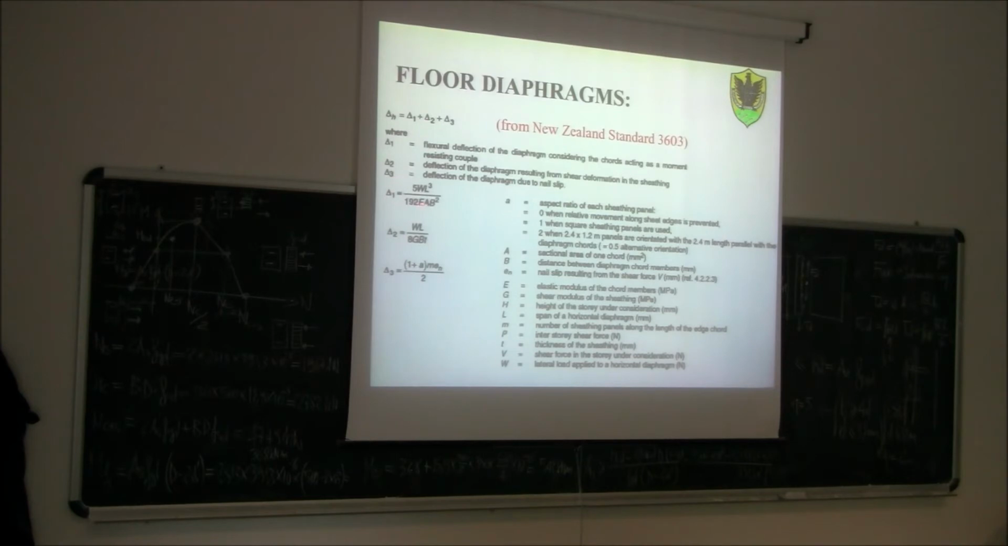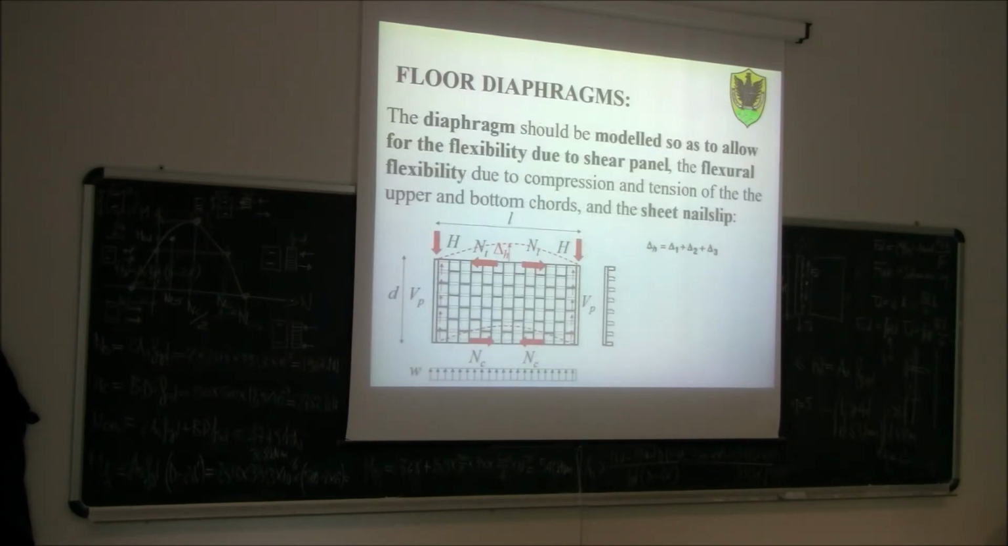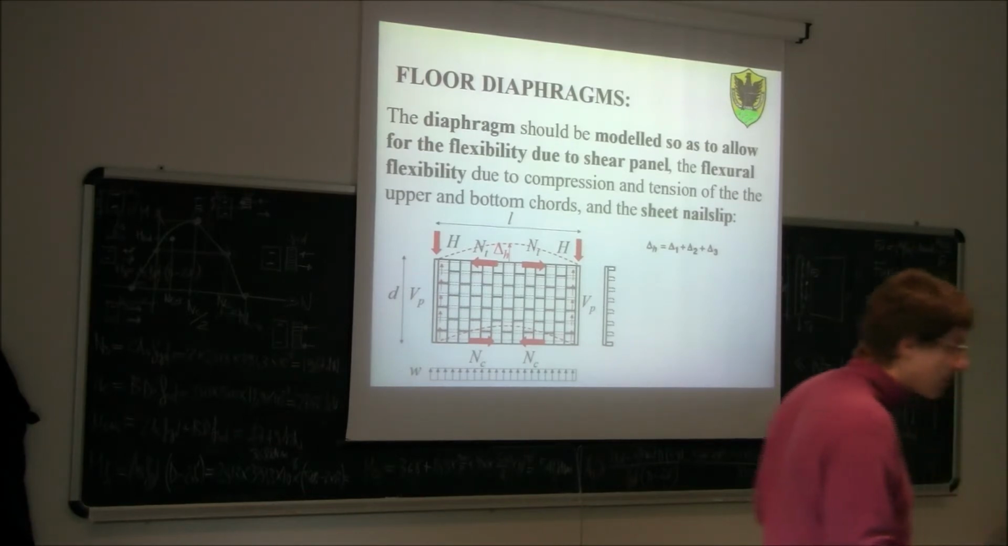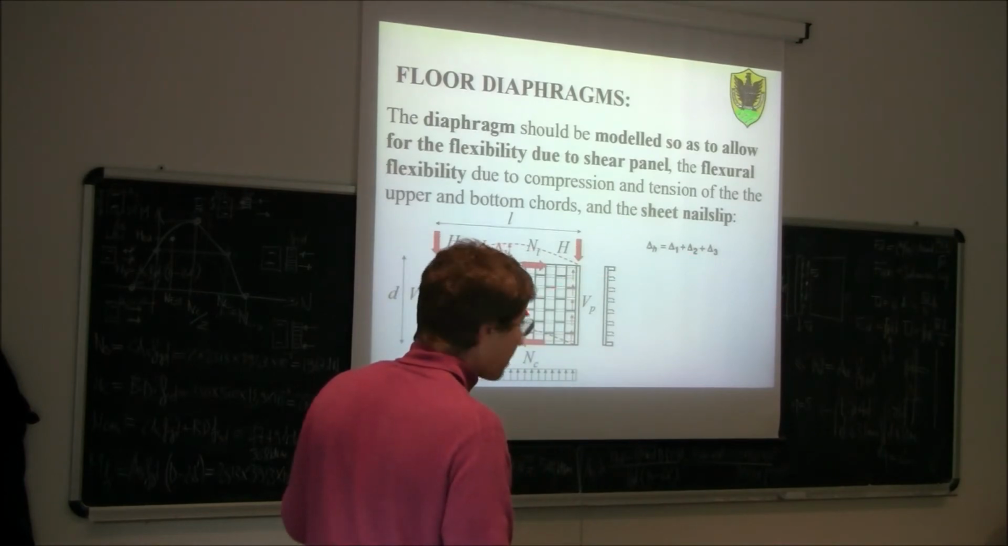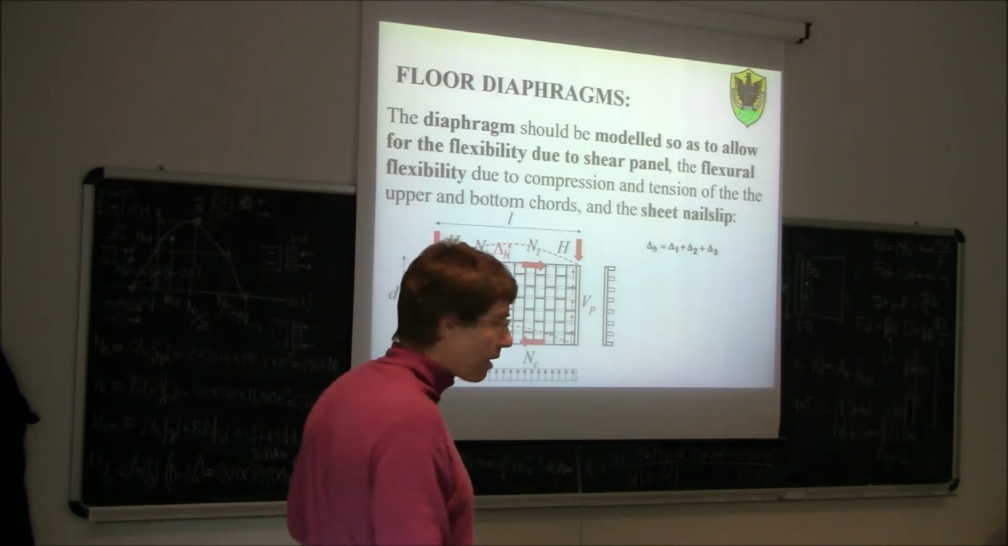Then delta 2 is the deflection of the diaphragm resulting from shear deformation in the sheathing. So delta 2 is the shear deformation, and this is what we always have in a beam. But then what we are missing in this case is a third component of deflection, delta 3. Delta 3 is due to the fact that the sheathing is not glued on the member, but connected with flexible connections. So they're connected with nails, and we have a further increase in deflection related to the nail slip, the slip in the nails connecting the sheathing with the floor itself.